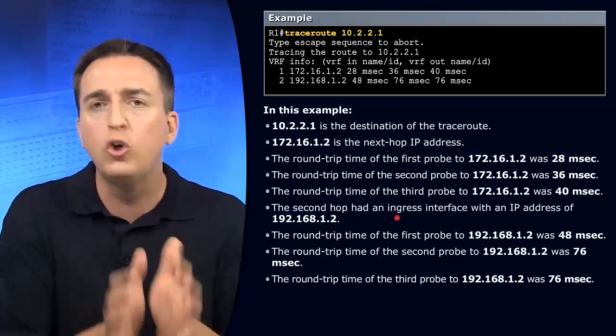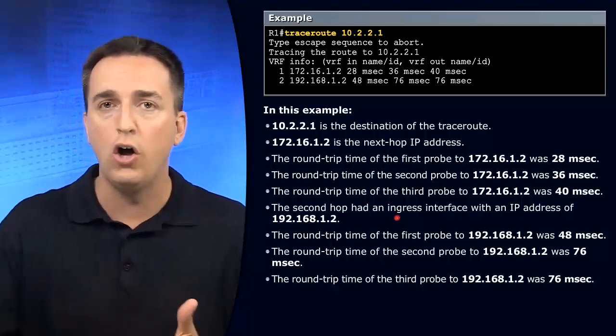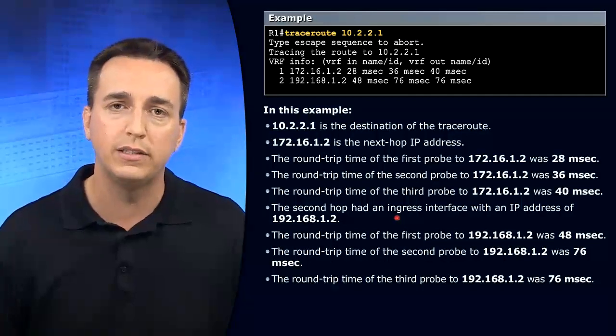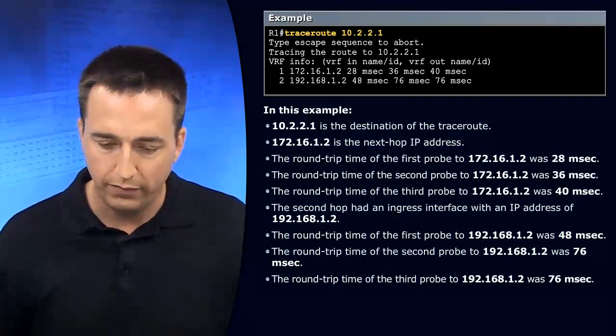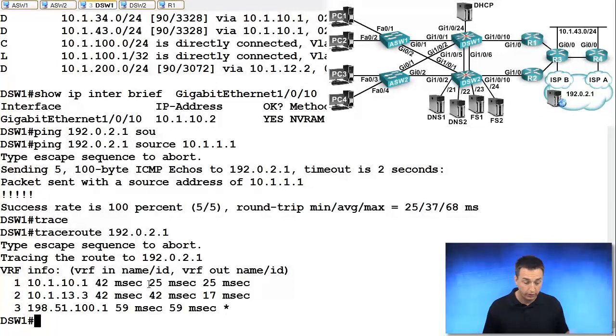Your goal, basically, with traceroute is to find out if the trace is getting all the way, the packet's getting all the way to that particular destination. So if we go back to our live environment, we can see in this case the trace is working on PC1. Let's analyze DSW1. The trace is done.